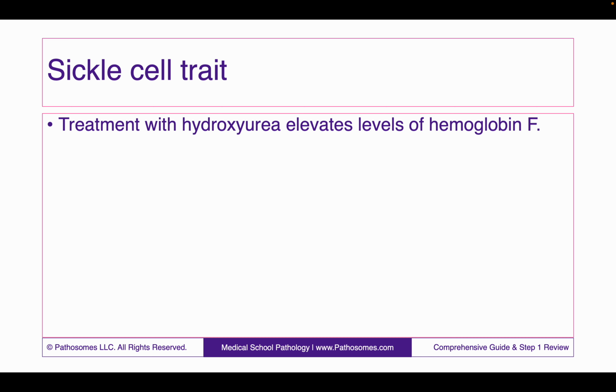Treatment of sickle cell disease is with hydroxyurea, which elevates the levels of hemoglobin F. Also, in practice, it's important to note that patients with sickle cell trait are usually asymptomatic. And patients with sickle cell disease usually receive regularly scheduled red blood cell transfusions to get rid of the red blood cells that are sickling and to be given normal red blood cells.